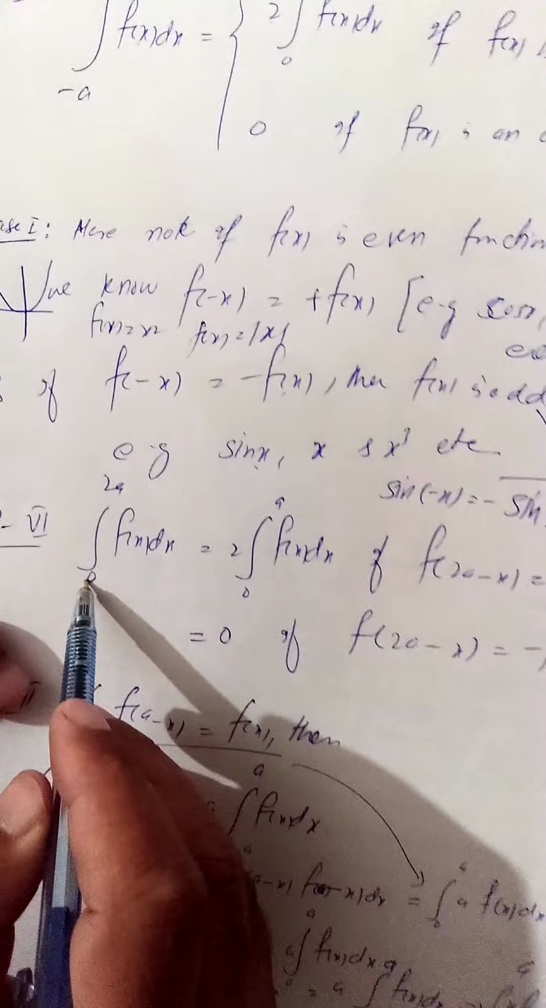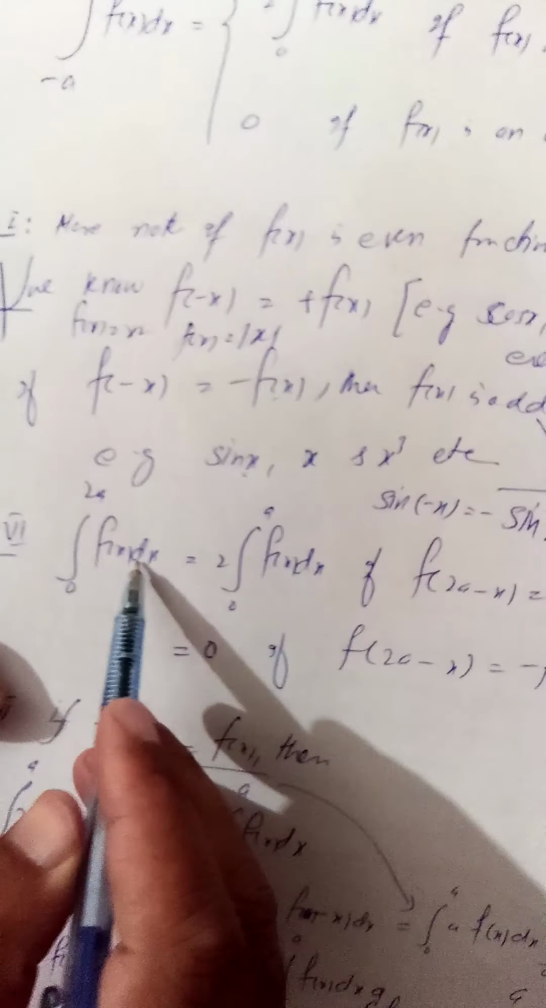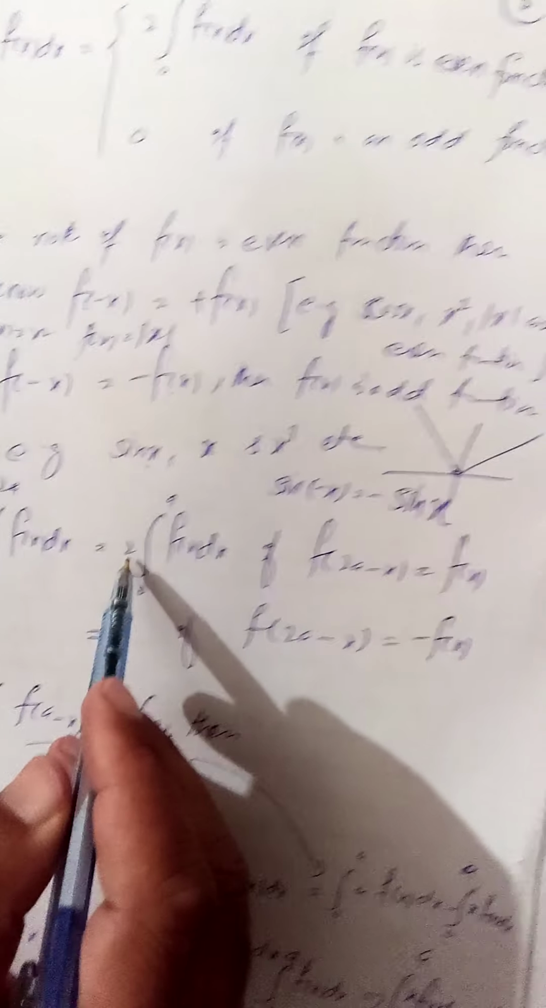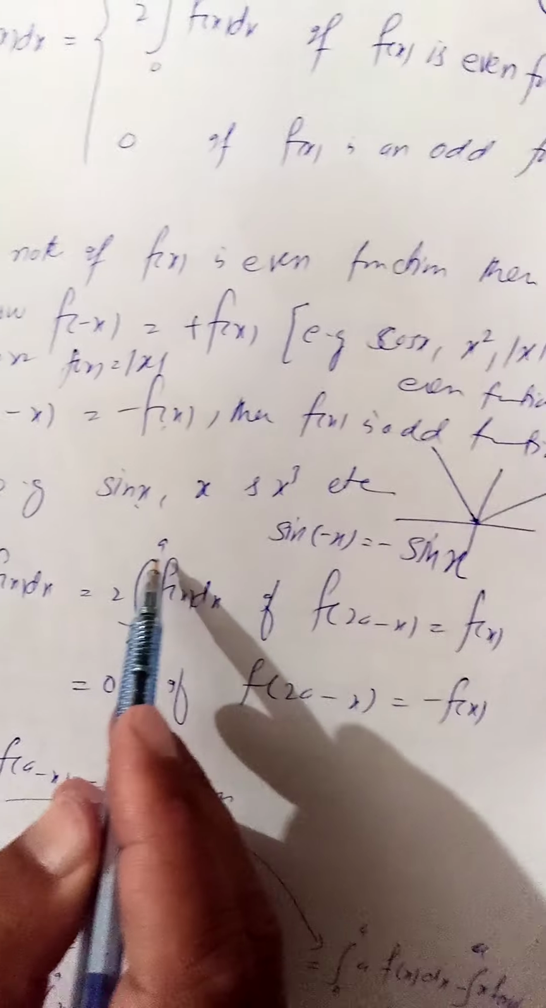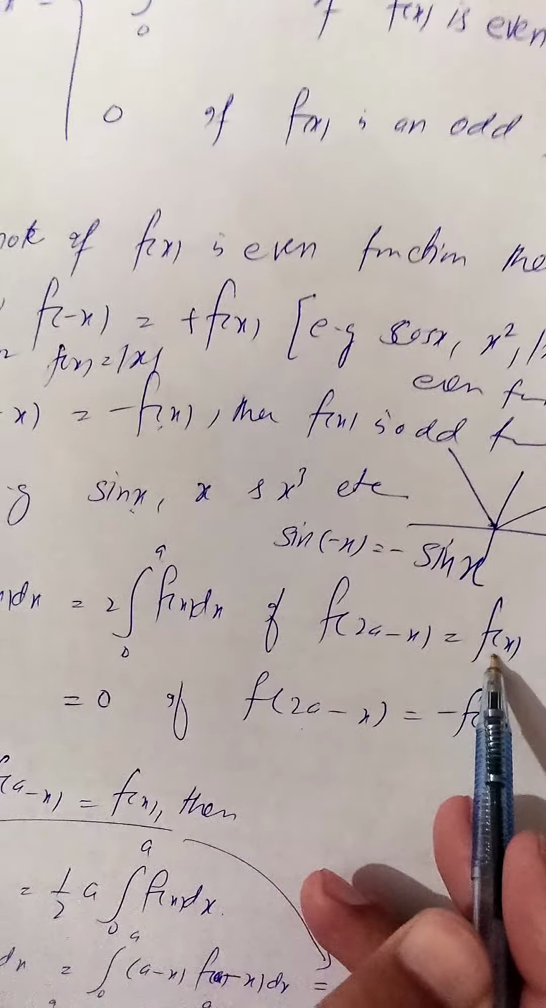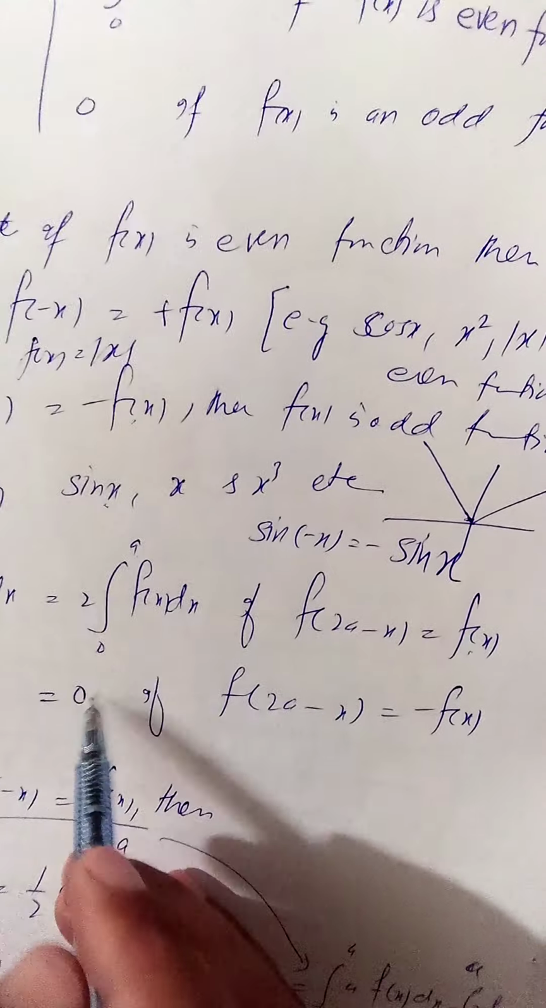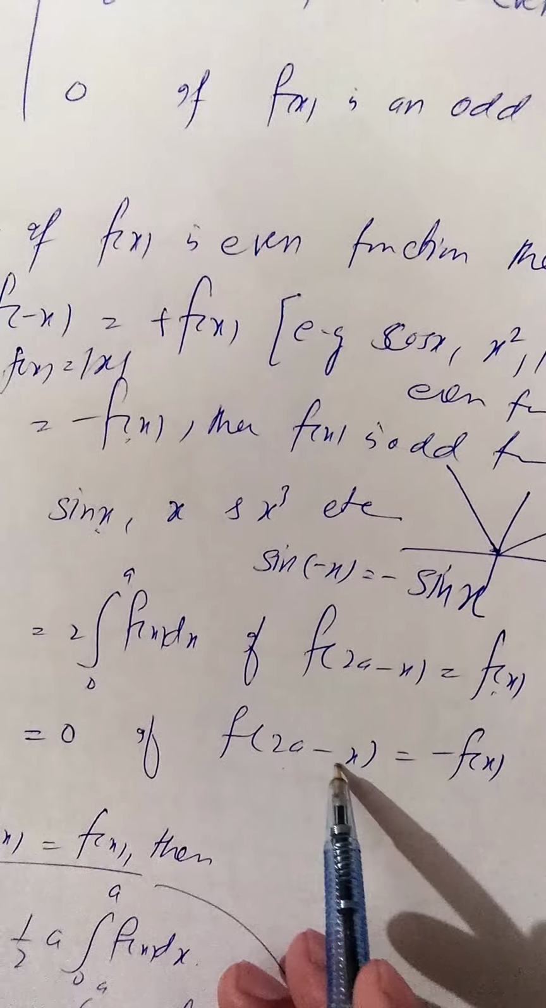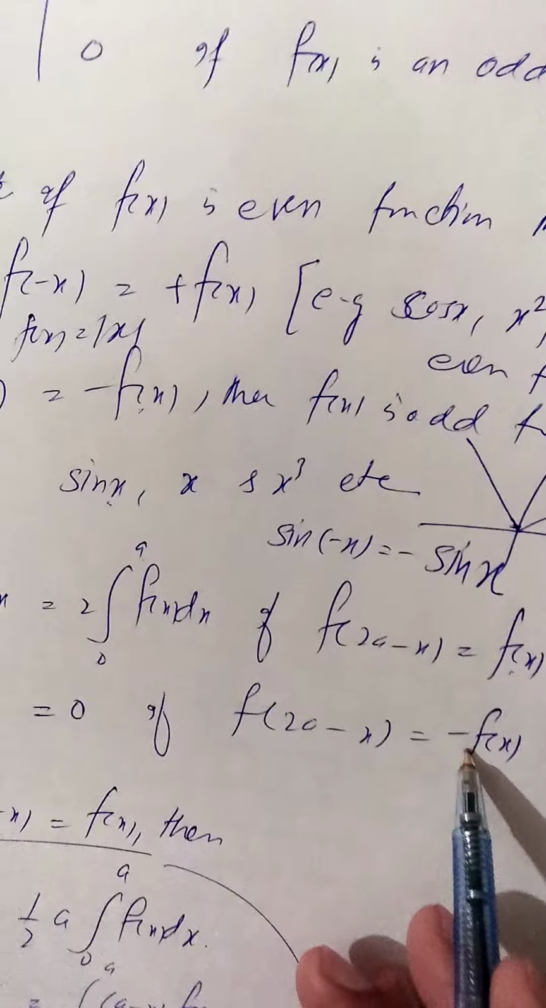Property 6: integration from 0 to 2a of f of x dx can be written as 2 times integration from 0 to a of f of x dx if f of 2a minus x is equal to f of x, and this becomes 0 if f of 2a minus x is equal to minus f of x.